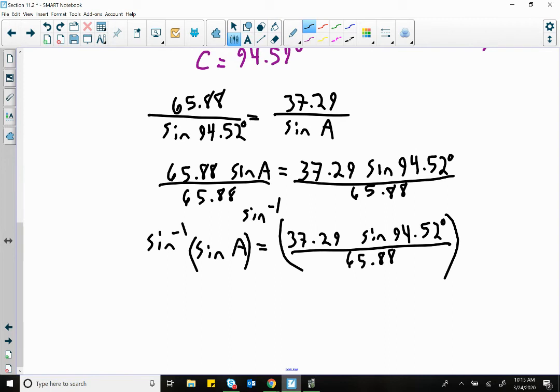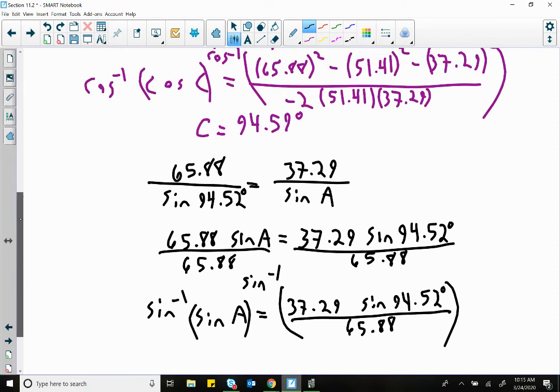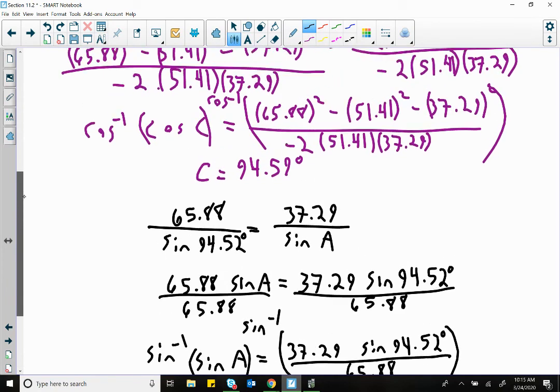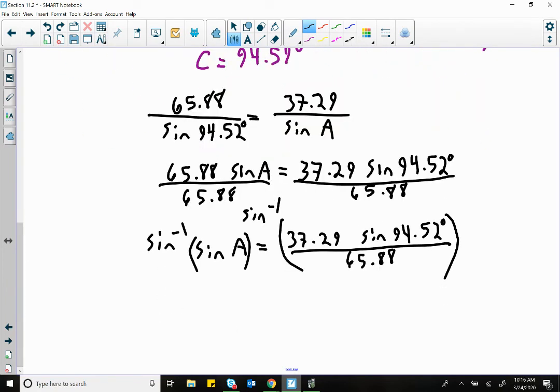And then you could also, if you wanted to, go in and find angle B. All you got to do is replace that with the angle B number, which was the 51.41. So after you do that, you can just go right back in and replace that with 51.41. And that will tell you angle B. Or again, you could just add up the two angles, the angle you get for A, the angle you get for C, and then subtract it from 180. So let's find A real quick.